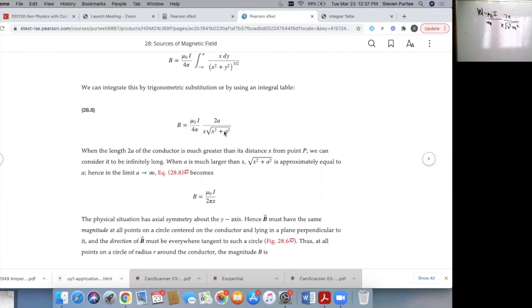Now, we want to know what happens if we have an infinite line of charge. So we're going to take the limit as a approaches infinity.